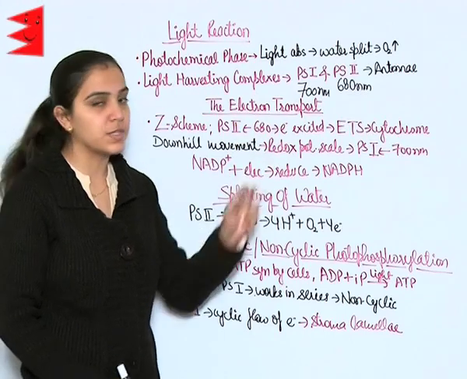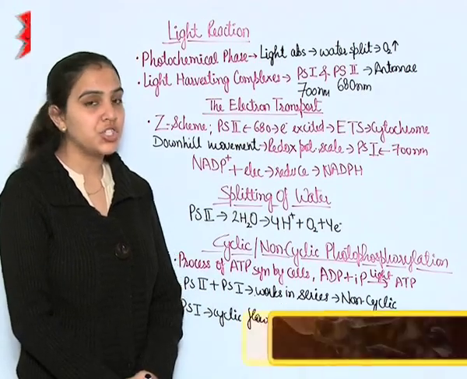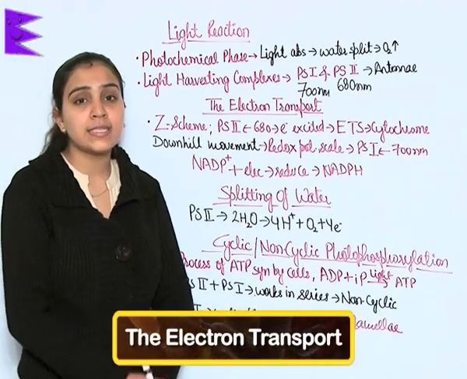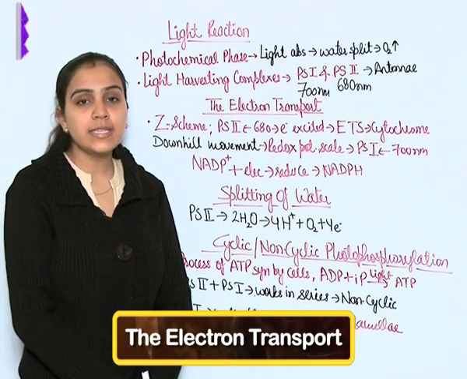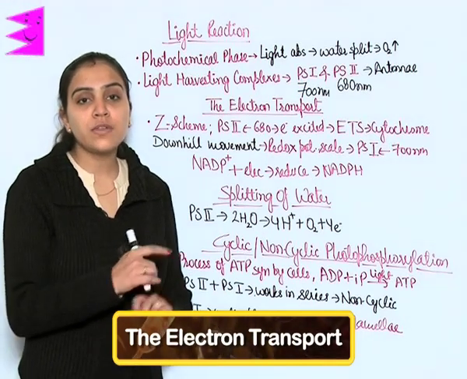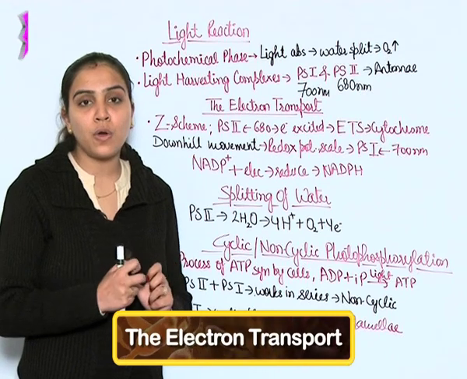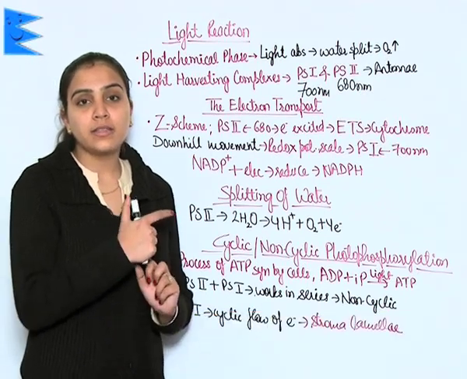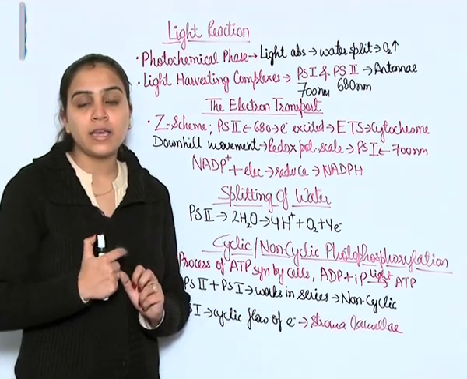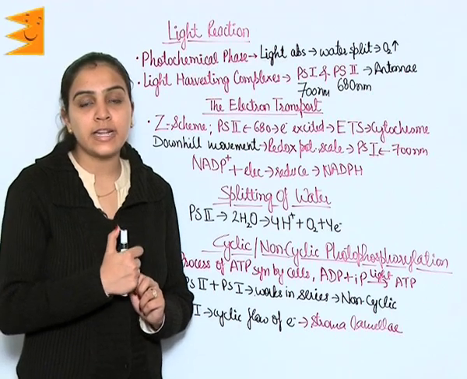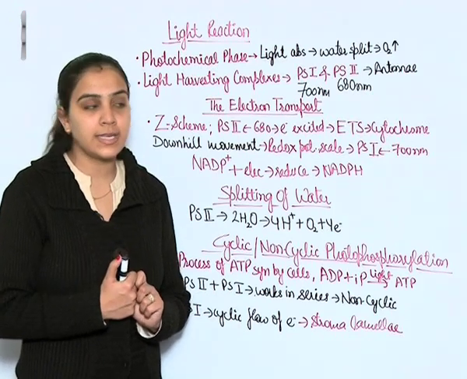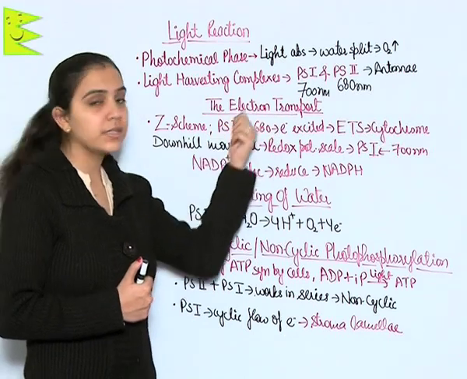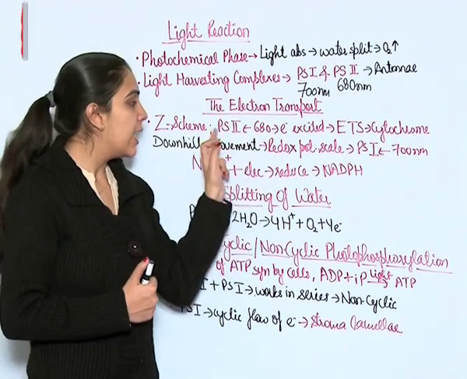The electron transport. Electron transport chain is usually known as the Z scheme. You can see in the diagram, because of the direction of flow of electrons and how they flow and come back, it forms a Z, and that's why it is also known as the Z scheme. How does this electron transport work?